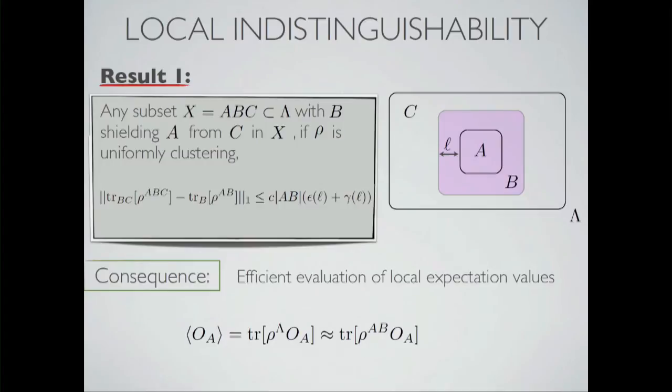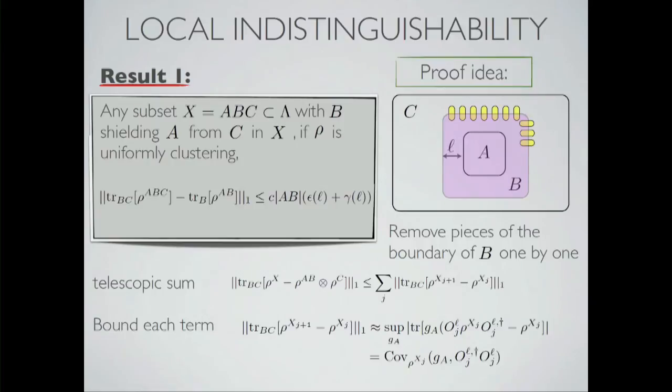So now the first result that we get is that if our lattice system satisfies uniform clustering, so the second of the conditions, then to estimate a local observable on A, it's sufficient to consider the Hamiltonian only on AB rather than on ABC. So the partial trace over C of the Gibbs state on ABC is approximately the same as the Gibbs state on AB. So an immediate consequence of this is that local operators can be estimated efficiently, meaning you don't need to consider the Gibbs state on the entire system to get a good estimate of local expectation values.